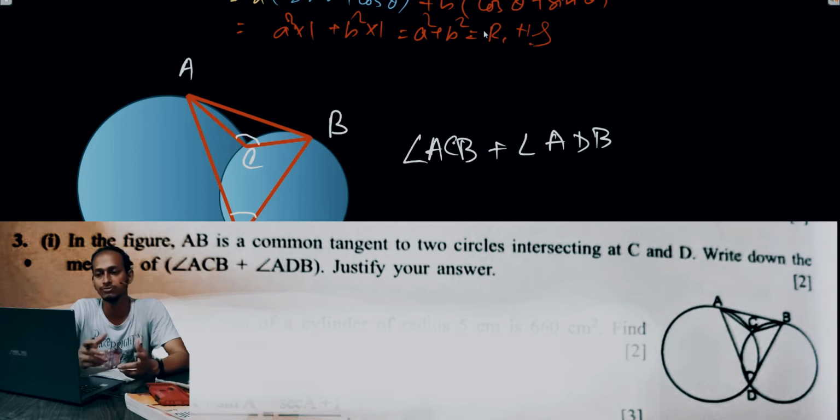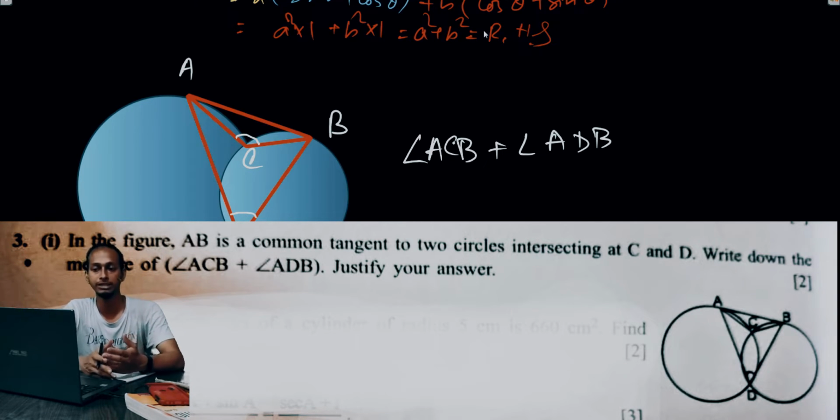So here in this sum, students, as we can see, there are two circles and they have cut each other at the points C and D, and there's a common tangent that we can see, AB. At the points C and D, both are joined to A and B, so that we have got two angles, one is ACB and one is ADB. They have told us to find the measurement of angle ACB and angle ADB.